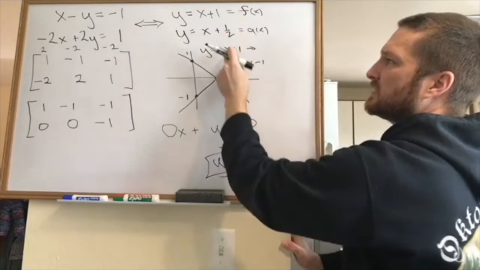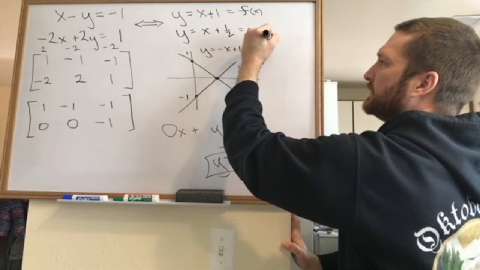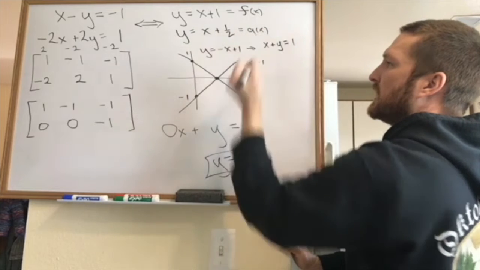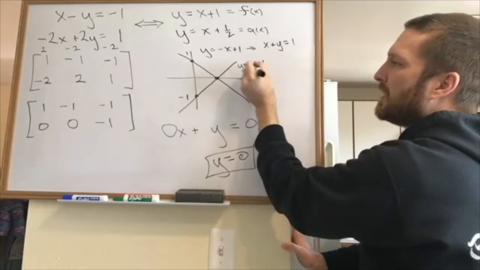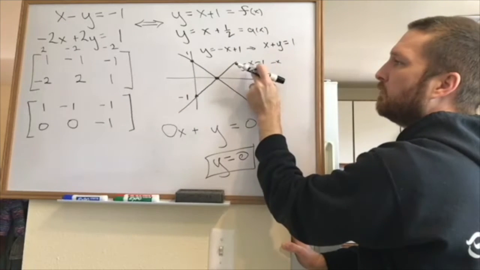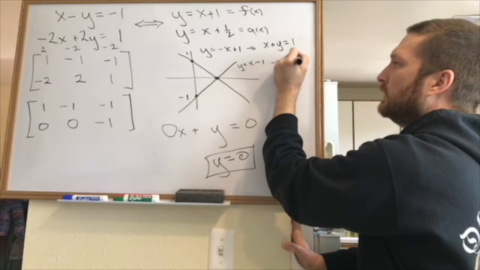Turn this into a system. We have x plus y equals positive 1. This guy is minus x plus y equals.